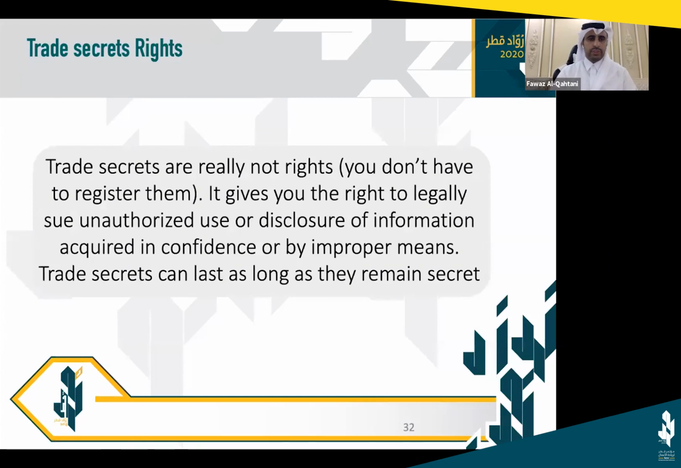So trade secrets are really not registered rights. You don't have to register them to have the legal right to sue over unauthorized use or disclosure of information. For example, if someone works with you and knows your technology, your secret, and then works with a different startup or company and gives them your idea, I think from there you can sue this individual for doing so.